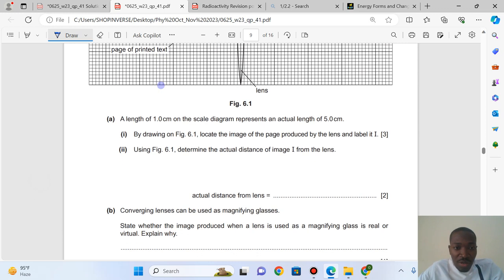Okay, they are labeled F. A length of 1.0 centimeters on the scale diagram represents an actual length of 5 centimeters. So the scale is 1 to 5. By drawing on figure 6.1, locate the image of the page produced by the lens and label it I.